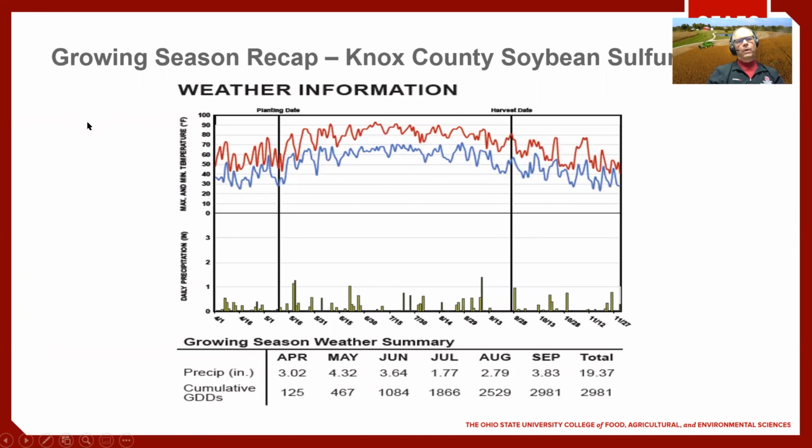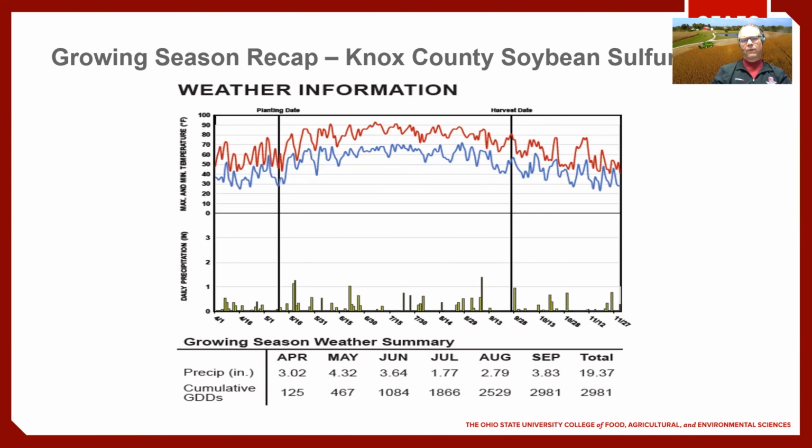Before we do that, though, we want to talk a little bit about the weather where these plots were this year. And again, this is kind of a busy slide, so we're going to break that down a little bit. The first thing we want to talk about is you'll see where it says planting date towards the left-hand side, and that bar down there. And then over towards the right-hand side, you'll see the harvest date. And we really want to focus on the growing season weather in the middle. That's where I'm really going to focus right now.